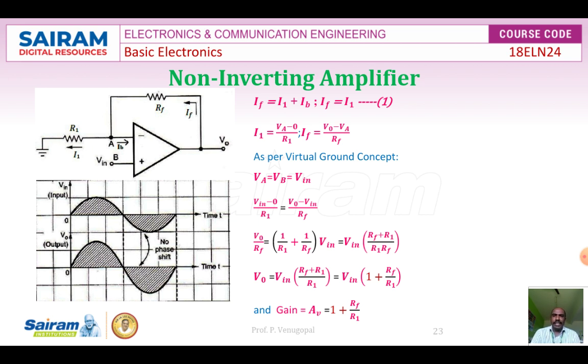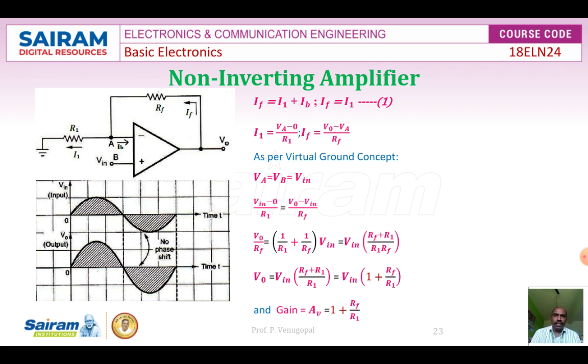By applying KCL to this non-inverting amplifier, you will get IF is equal to IB plus I1. Since IB is equal to 0, IF is equal to I1. Call it equation number 1. Now find out what IF is, what I1 is. IF is the feedback current. See the direction of the current. Based on that, you should apply the KVL.